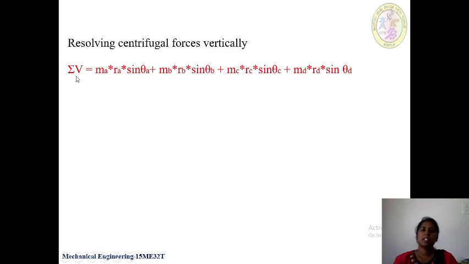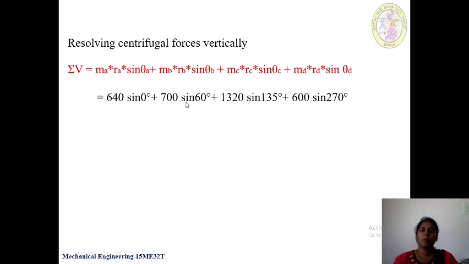Next one, resolving the centrifugal forces vertically. So sigma V is equal to MA into RA into sin theta A plus MB into RB into sin theta B plus MC into RC into sin theta C plus MD into RD into sin theta D. That is equal to 640 multiplied by sin 0 degree plus 700 multiplied by sin 60 degree plus 1320 multiplied by sin 135 degree plus 600 multiplied by sin 270 degree.